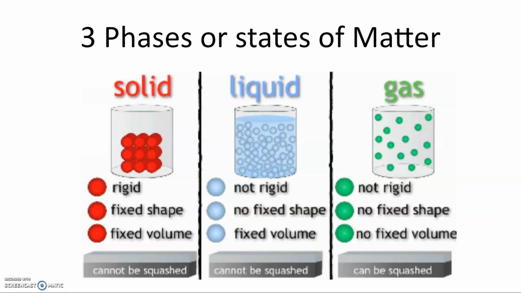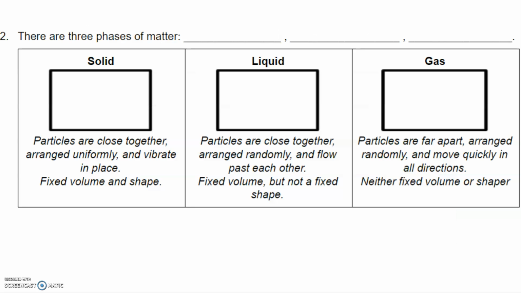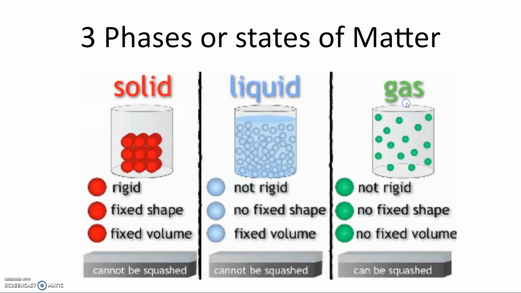All right, there are three phases of matter, and you probably have seen these before: solid, liquid, and gas. So on your handout, you have this section here. What you're going to do is draw in the particle diagram for the solid, liquid, and gas. When I say particle diagrams, I mean these circles that are shown in solid, liquid, and gas. You only need to use about maybe 4 to 6 circles. You don't need to use all that are shown here.